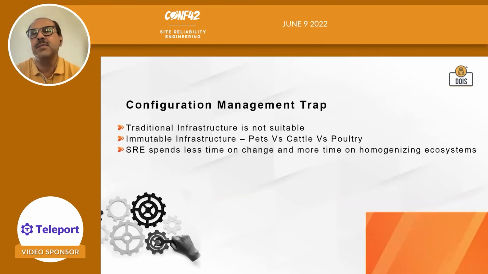The next is the configuration management trap. Traditional infrastructure is not suitable in today's world because there are so many moving parts. It is such a distributed system that the traditional way of doing infrastructure is not going to help. I remember a long time back when I started working, the desktops had motherboards which had only two slots for memory. So you could put 2 MB, not GB. 2 4 MB, or 2 8 MB, or 2 16 MB memory. That was the maximum you could do.